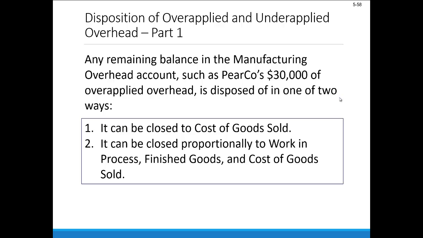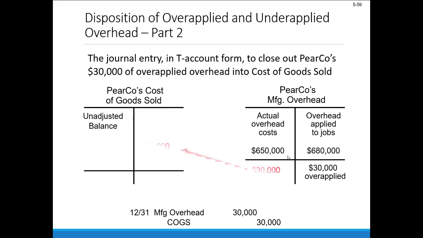Well, we're going to dispose of this overapplied or underapplied overhead into the cost of goods sold account, or we could close it proportionally to work in process, finished goods, and cost of goods sold. Okay, two possible options here that are observed in practice. The first actually tends to be more common, even though it's the simpler method. So let's try one out here.